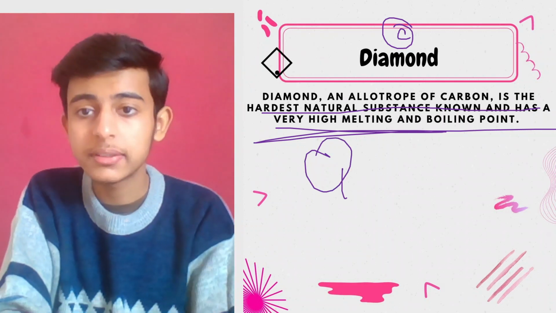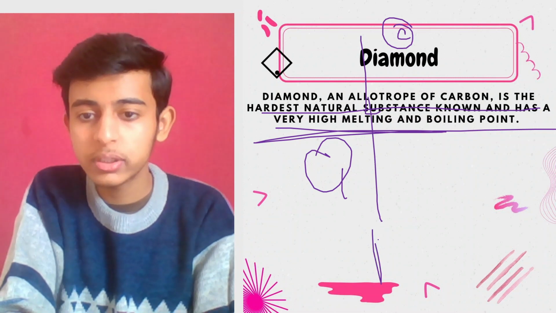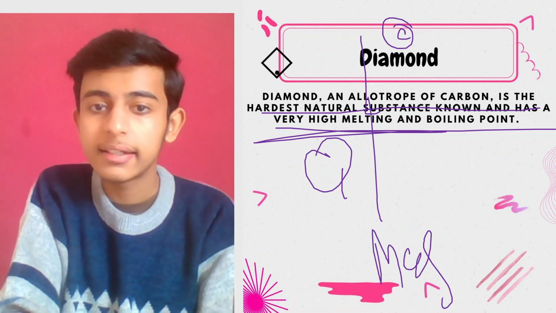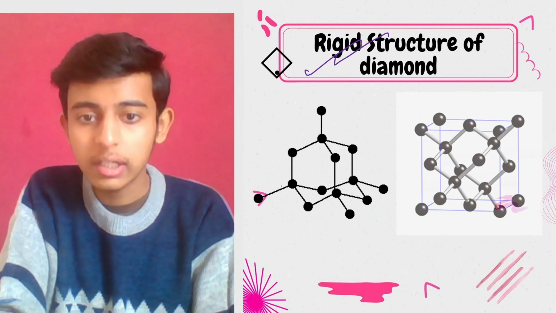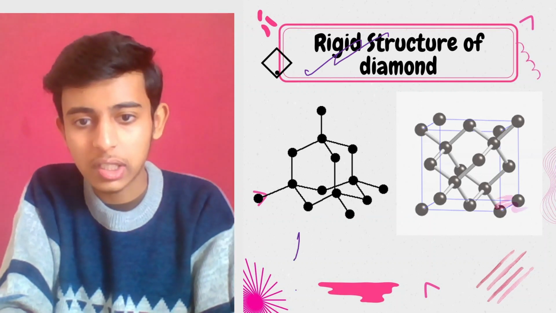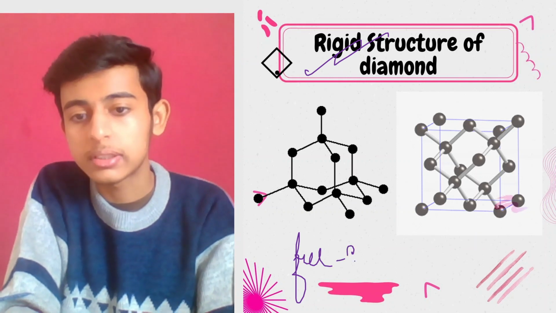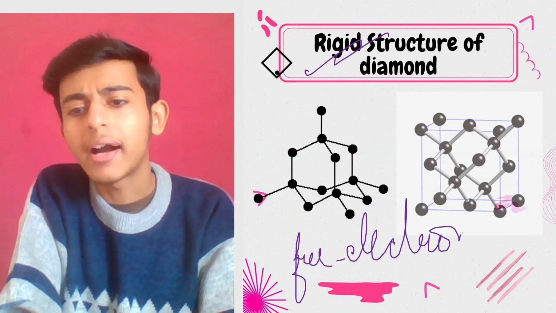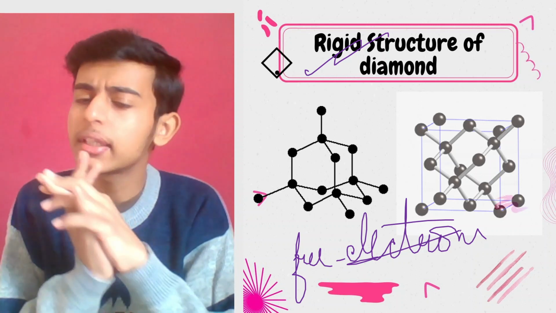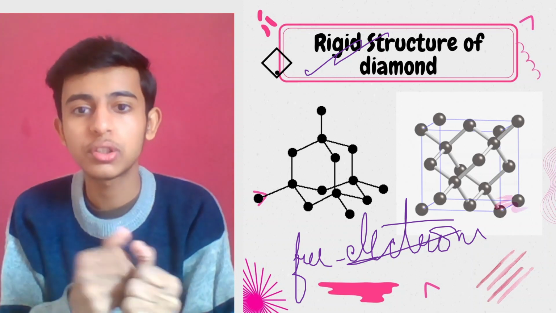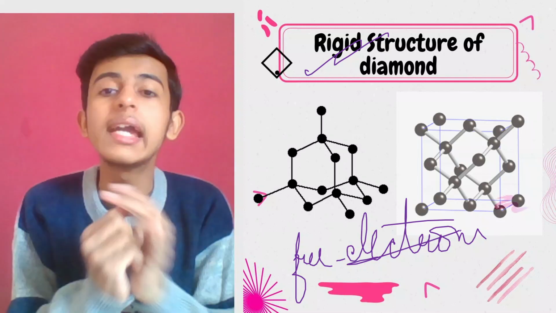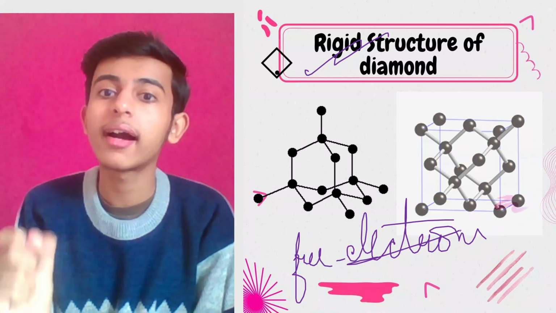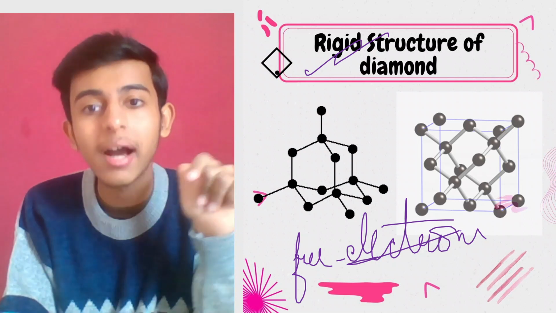It is the hardest substance known. This is an MCQ also at the same time. And it has a very high melting and boiling point. Diamond has a rigid structure. It means if it has a rigid structure, it doesn't have free electrons because it is compact. It's packed completely, so there is no space for the electrons to move. If there is no space for the electrons to move, it will be a poor conductor of electricity. Mark my words.